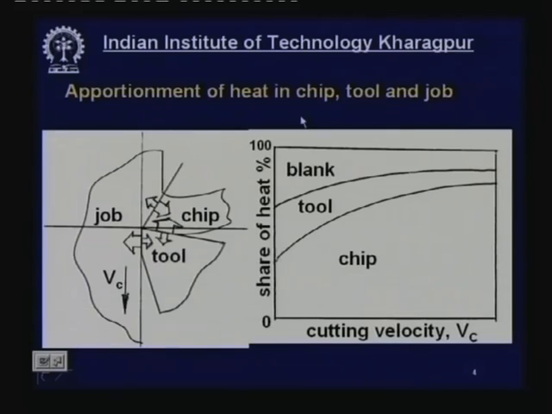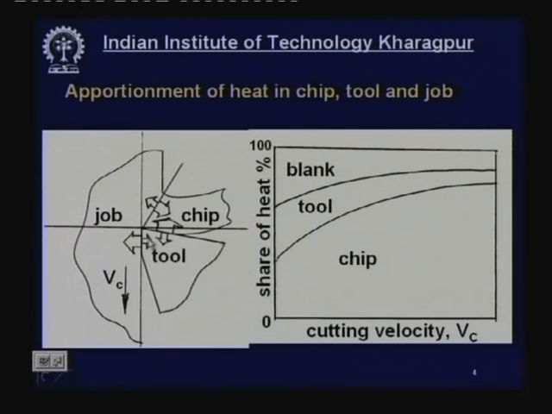Now, this shows the apportionment of heat in chip, tool and job. When the heat is generated, how it is shared amongst the chip, tool and job. From the shear zone, primary deformation zone, you can see the major amount of heat goes into the chip and a small amount goes into the job, because the chip is flowing at high speed. Now, at the secondary deformation zone, that is chip tool interface, that is rake surface of the tool, the major amount of heat that is generated goes into the chip, because the chip is generally of ductile material and the tool is thermally conductive material. So, heat goes into that, and cutting tools have got poor thermal conductivity.